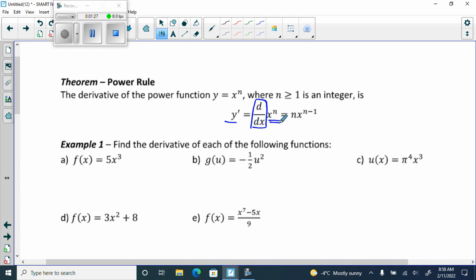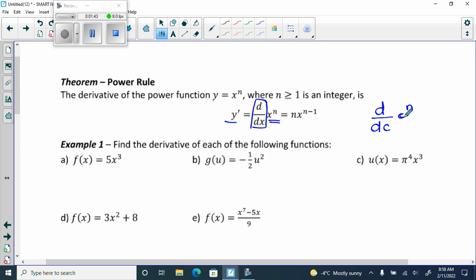So if the variable was a c, let's say, you would go d over dc of c to the n, and then you would know that c is the variable, like x is the variable. Okay? So the good thing about using d over dx is it literally tells you which is the variable.